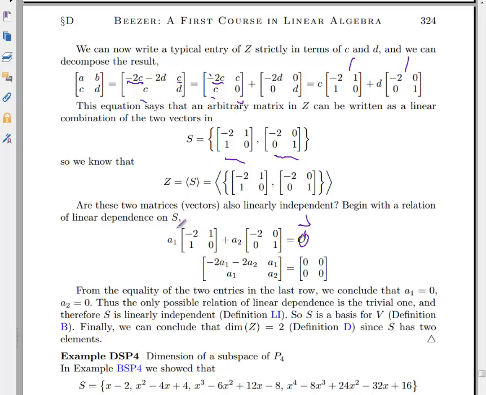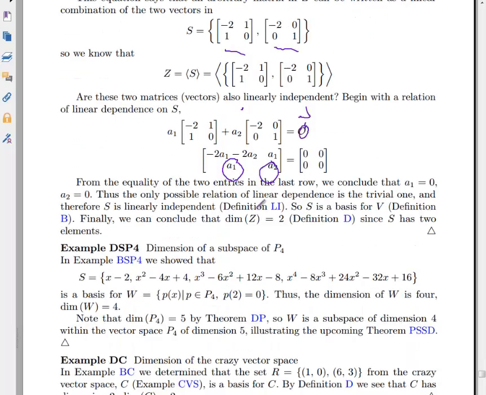If we combine these into one, we get this. Now, if you look at this matrix, the only way for it to be the 0 matrix is for A1 to be 0 and A2 to be 0, which means this is a trivial linear combination. So these two vectors have no non-trivial linear dependence relation, so they are independent, so they are a basis.